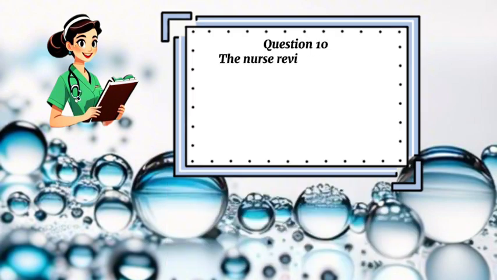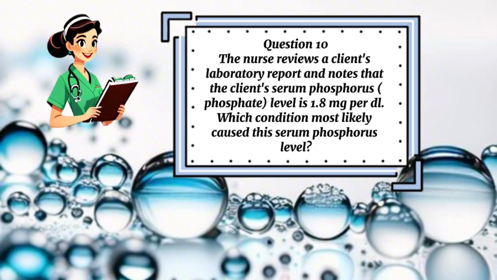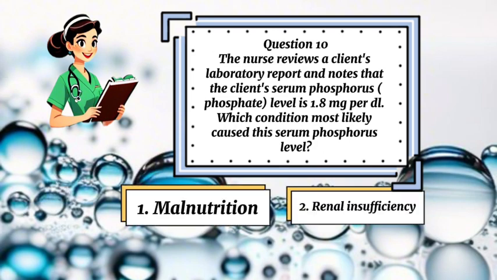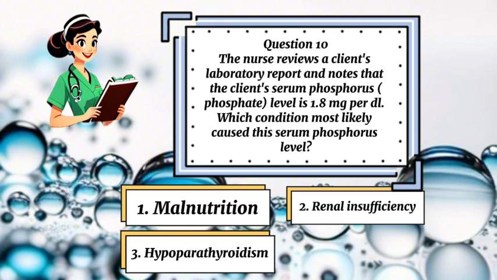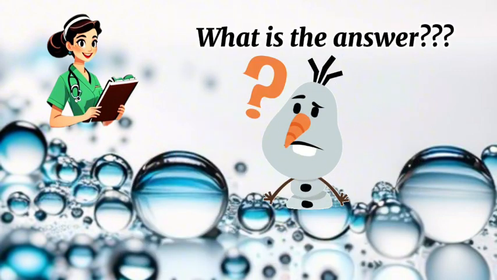Question 10. The nurse reviews a client's laboratory report and notes that the client's serum phosphorus level is 1.8 milligrams per dL. Which condition most likely caused this serum phosphorus level? 1. Malnutrition. 2. Renal insufficiency. 3. Hypoparathyroidism. 4. Tumor lysis syndrome. What is the answer?